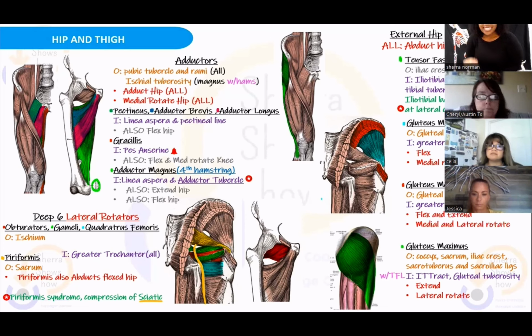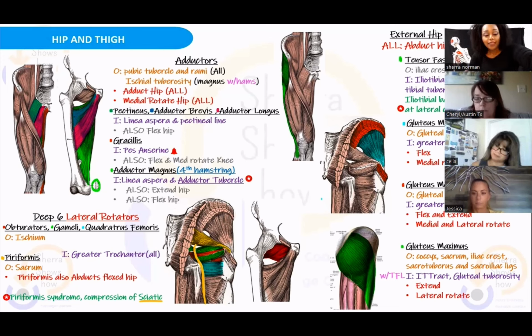And then medius is the deltoid of the hip because it has anterior and posterior fibers and it does all of it, okay? So tensor fasciae lata, glute minimus, flex and medially rotate. Glute maximus is in the back. It extends and laterally rotates. Glute medius is in the middle. It does it all. Flex and extend. Medial rotate and lateral rotate. And then all of them abduct. Okay? And that's your glute muscles.